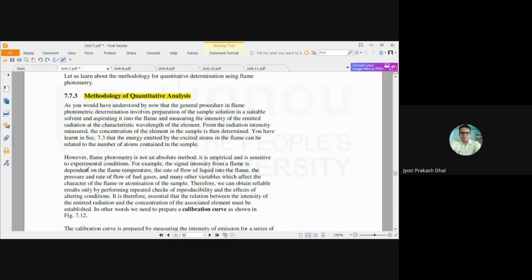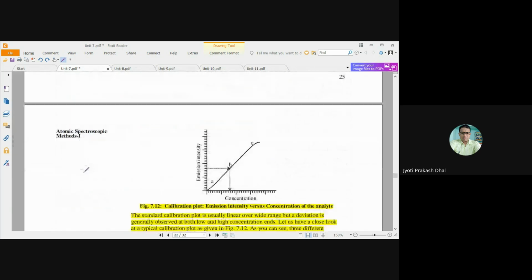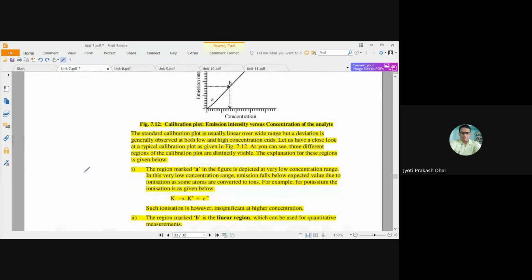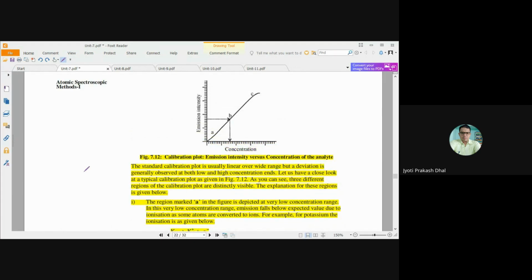Now this is the methodology of quantitative analysis. In quantitative analysis, the standard calibration plot is usually linear over a wide range, but deviation is generally observed at the low and or high concentration end. So let us have a close look at a typically observed calibration plot as shown here. From this calibration plot, you can see three different regions that are distinctly visible.